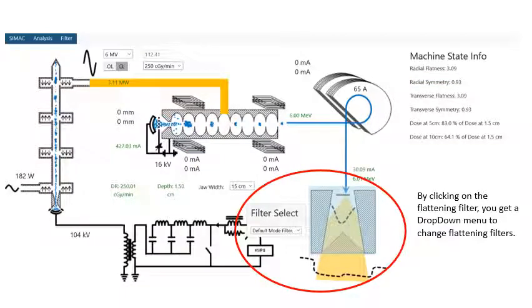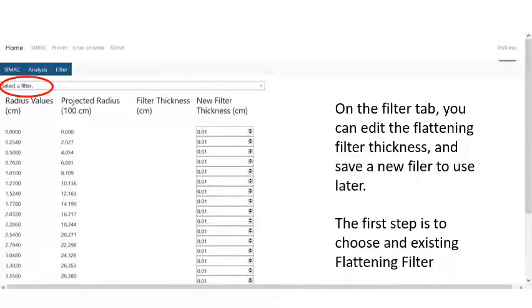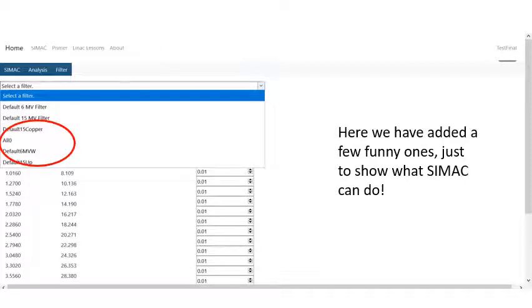By clicking on the flattening filter, you get a drop-down menu, which allows you to change flattening filters. Then when you click on the Filter tab, you can build your own flattening filter. On the Filter tab, you can edit the flattening filter thickness and save a new filter to use later. The first step is to choose an existing flattening filter. There are default 6 MV and 15 MV filters, which gives you a place to start. We've also added some other filters just so you can see what SIMAC can do.